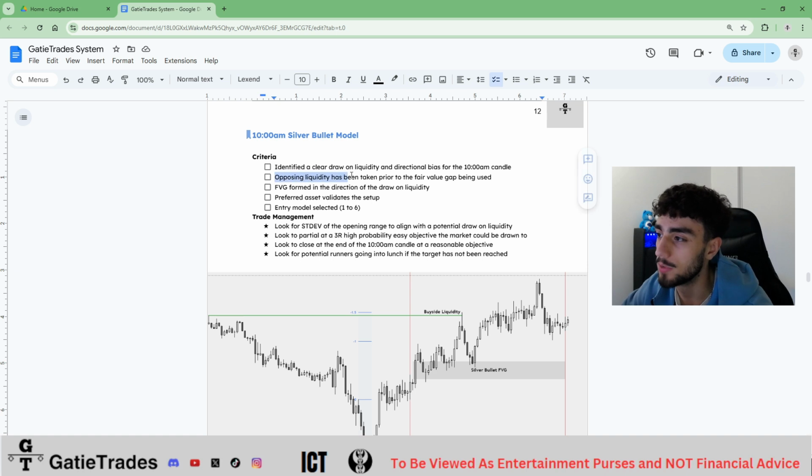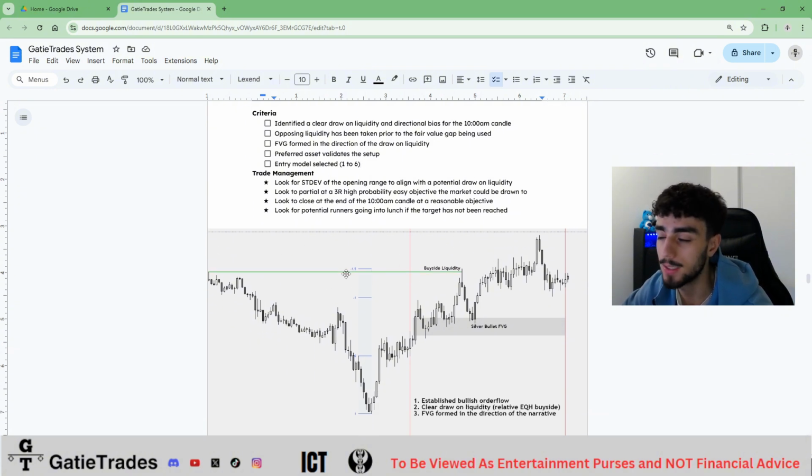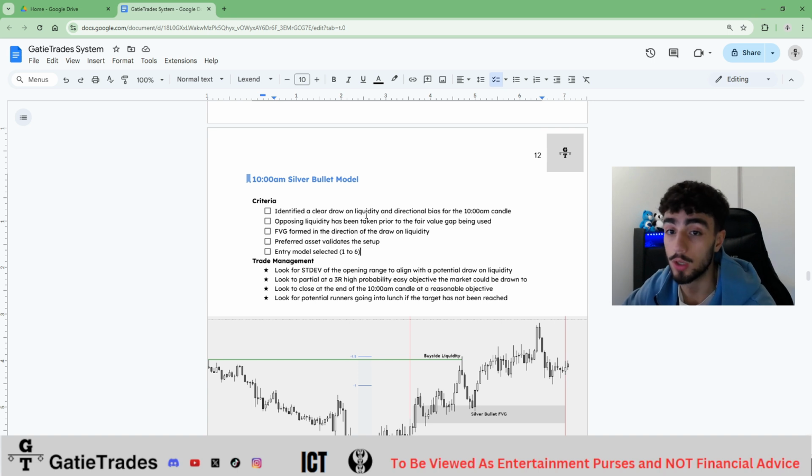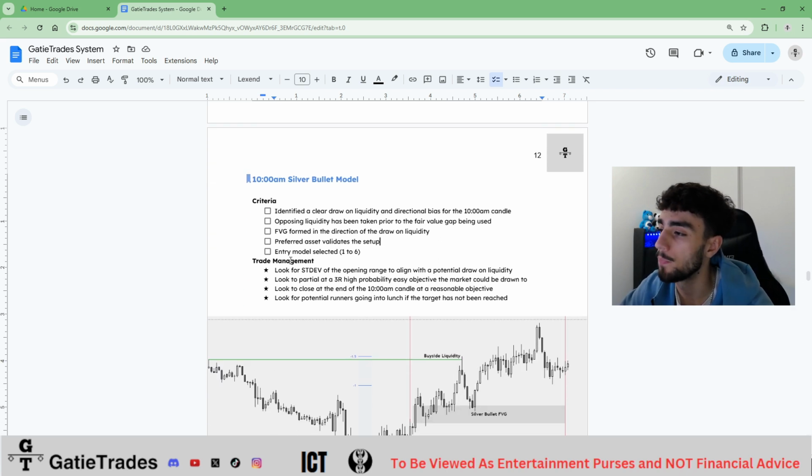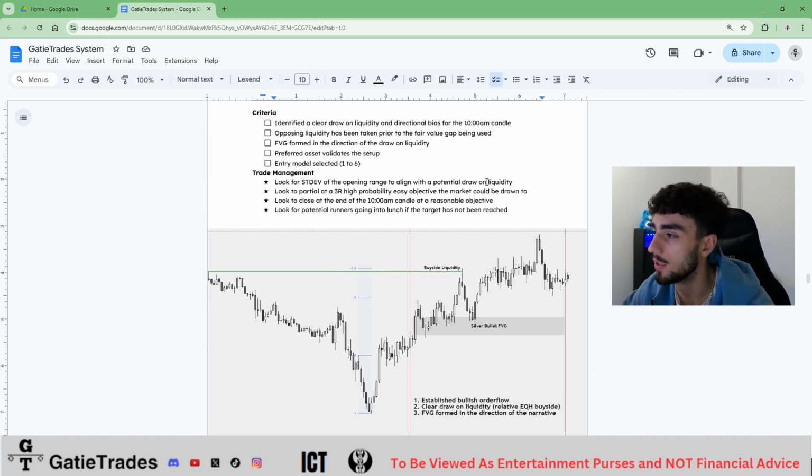The next step is that opposing liquidity has been taken prior to a fair value gap being used. Once you have that bias, I want to see that liquidity was taken prior to the fair value gap being used, or that liquidity is going to be taken and then form a fair value gap. The next step is a fair value gap formed in the direction of the drawn liquidity, and then the preferred asset has to validate the setup. This is a rule I've added to all my trading models, and I will explain exactly what that means. For entry model, you can use any entry model from 1 to 6. And for trade management, this is what I do.